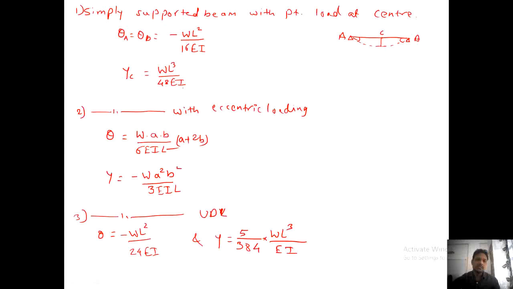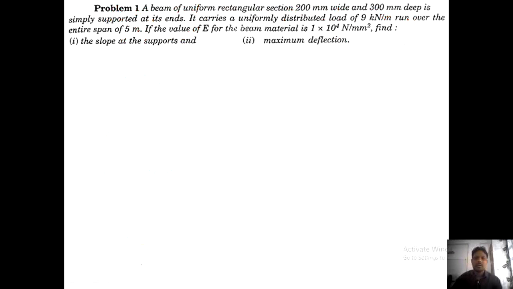So only these formulas for simply supported beam can be utilized. Let us discuss numerical number 1. A beam of uniform rectangular section, 200 mm width and 300 mm deep, is simply supported at the ends. That means the beam is simply supported, and it carries a uniformly distributed load of 9 kilonewton per meter run over the entire span of 5 meter. So the total length of the beam is 5 meter.